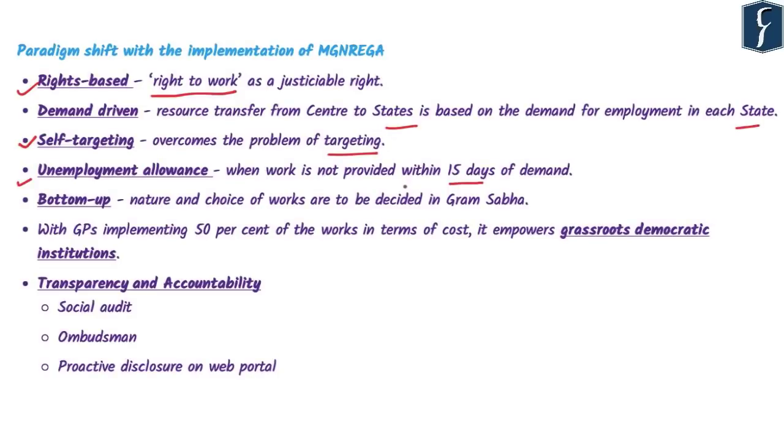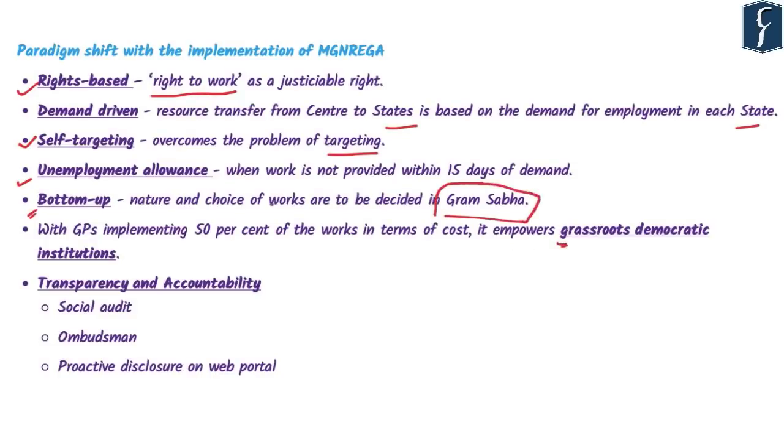However, under this scheme, for the first time, this concept was introduced and it was institutionalized. If you don't get work, you'll get unemployment allowance. However, that will be lower than the wage that ordinarily a person will be getting under MGNREGA. The scheme adopts bottom-up approach and it strengthens grassroots democratic institution of our country, which is Gram Sabha.